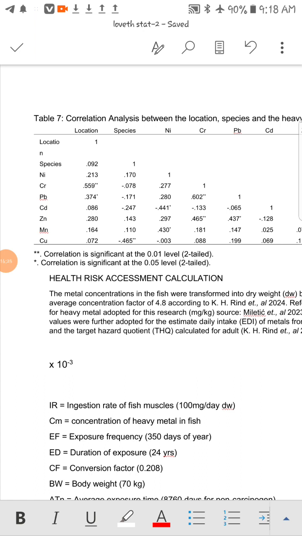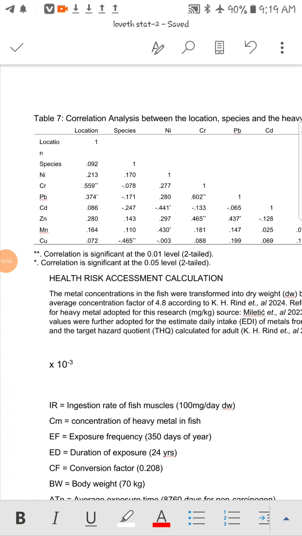So how to say this right now between lead and the species is that the relationship is negative. The correlation is weak because it's 0.1. All right, so that is how you say it. So negative relationship and weak correlation.